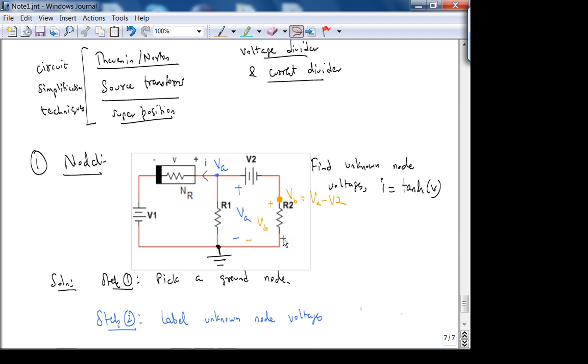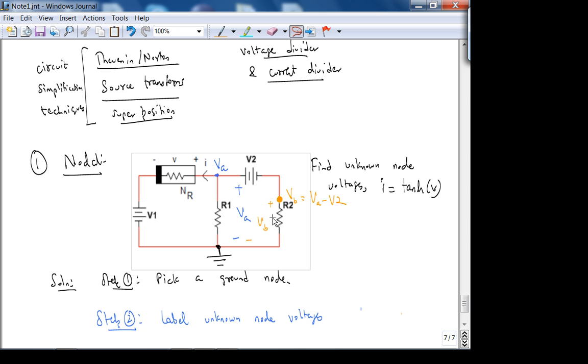Okay? And you can't memorize all this, right? You have to understand it, that VA means voltage at node A with respect to ground. Again, like I said all the way earlier, VA with respect to ground means plus minus VA. VB means plus minus VB. KVL means VA minus VB is V2.